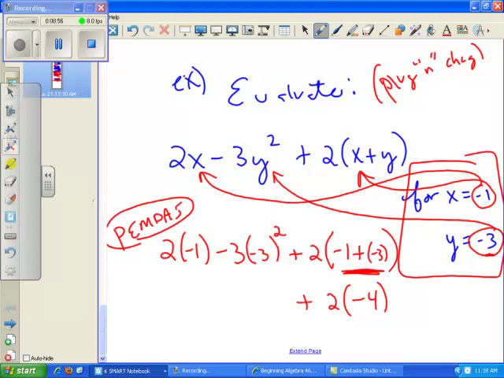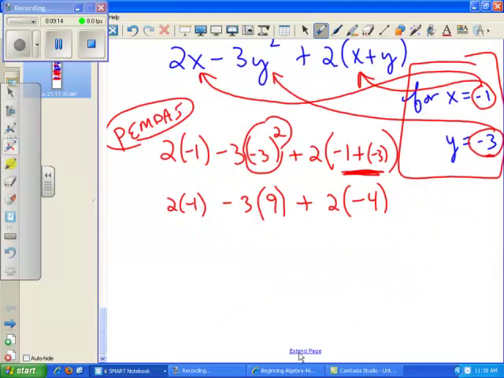PEMDAS says we can take care of our exponents right after our parentheses. So I'm going to take care of this right here. Negative 3 squared is 9. I'm going to record that. That 3 is still there, the minus, and then here 2 times negative 1. Okay, then order of operations says that you should multiply before you add or subtract. So these two go together, 2 times negative 1 to become negative 2.